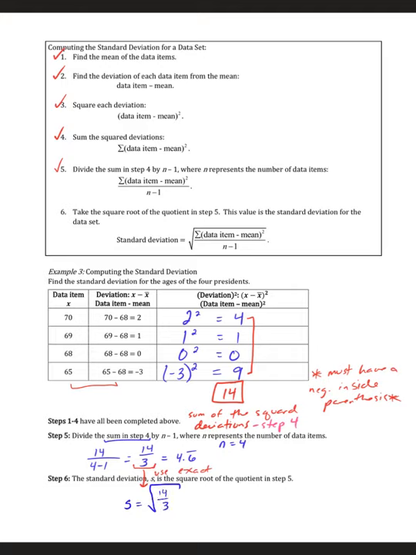So in your calculator, the square root, so second x squared, gives you the square root, and then 14 divided by 3 gives you a value that is approximately 2.16. That is what we call the standard deviation. So this is the standard deviation of this data set. Again, it's another way to measure the spread in all the data.